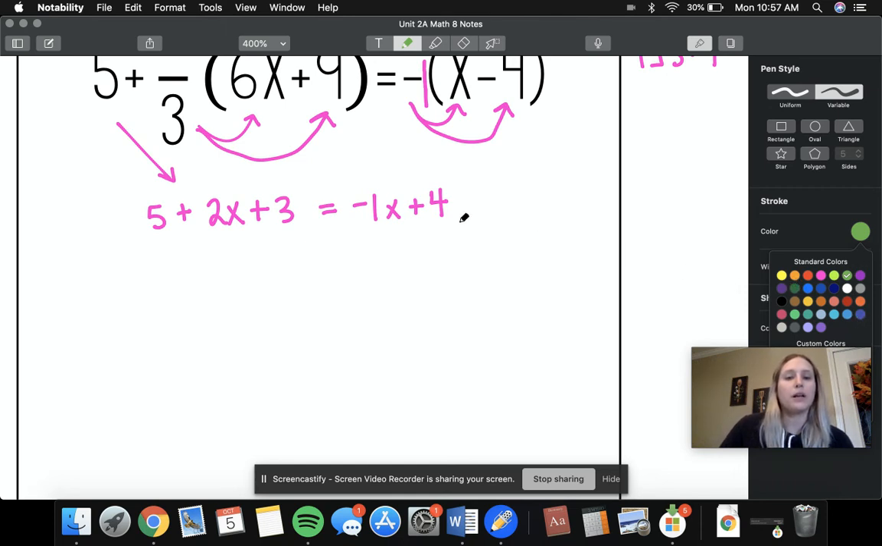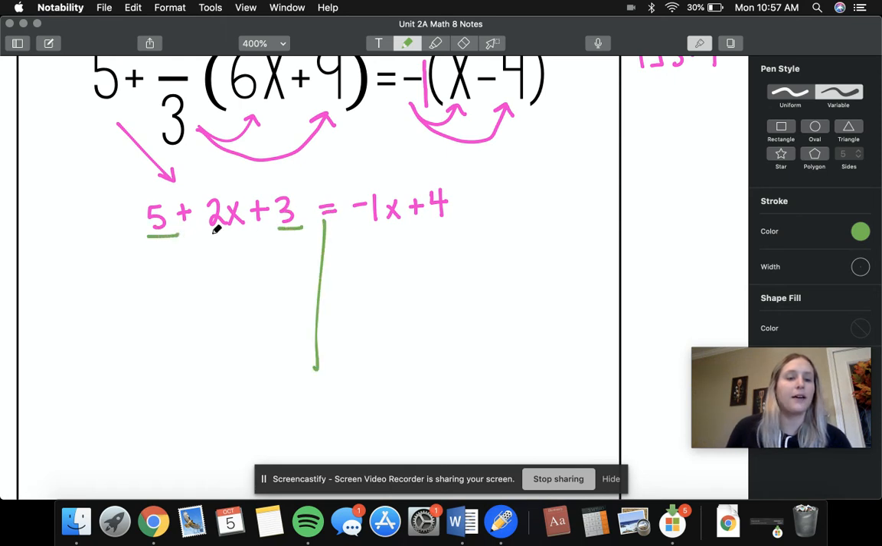Okay, so now we are going to look at the left-hand side and see if we can combine anything together. Okay, so I see a 3 and I see a 5. So I'm going to put 3 and 5 together and make 8. I look over on the right-hand side. Those are not like terms, so I'm just going to drop them down.